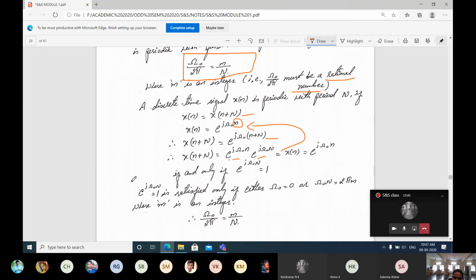This is going to be 1 when omega naught is equal to 0, or else, observe here, omega naught into N must equal 2 pi m, where m is an integer. When this is satisfied, I am getting it equal to 1. Remember, this will be helpful when I am going to find the period for the discrete time signal. This is an important equation.